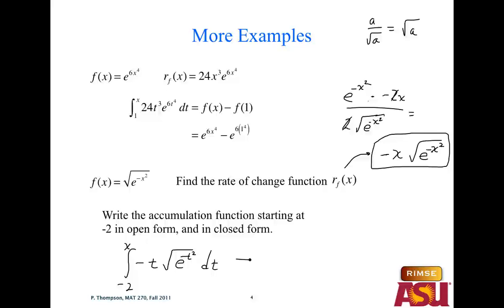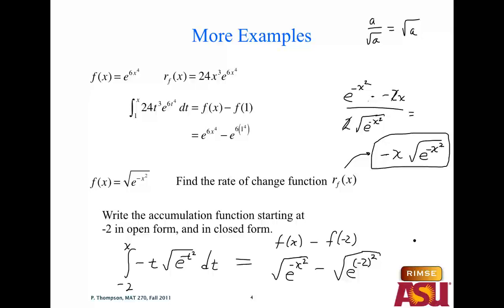Okay, what about closed form? Nicholas, want to try? F of x minus f of -2. Okay, which would be what? Let's just go right to it. It's the root of e to the minus x squared, minus the root of e to the -2 squared. How do you do negative 2 squared? Oh, right. A negative here too?